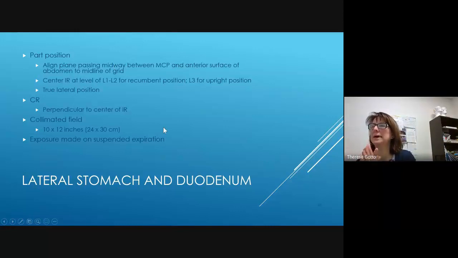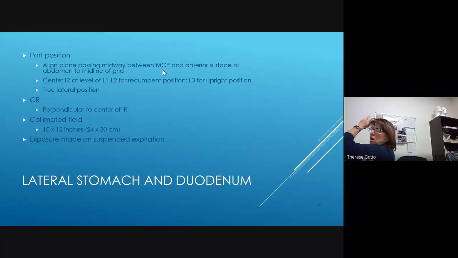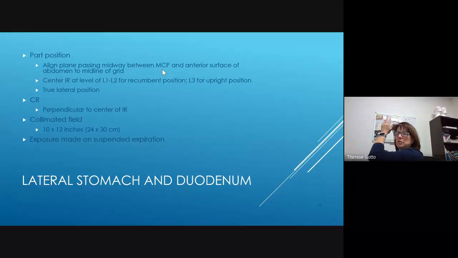We did right lateral positioning. So your central ray is going to pass midway between the mid-coronal plane and the anterior surface of your patient. So remember where your stomach lies. You don't want to put it on the mid-coronal plane. We don't care about the spine. The stomach's not laying on the spine. So we want mid-coronal plane forward. We want all of this area where the stomach can be laying.